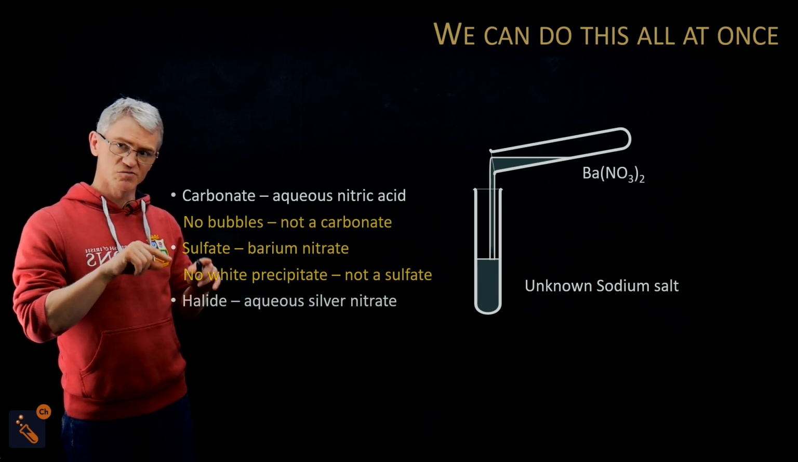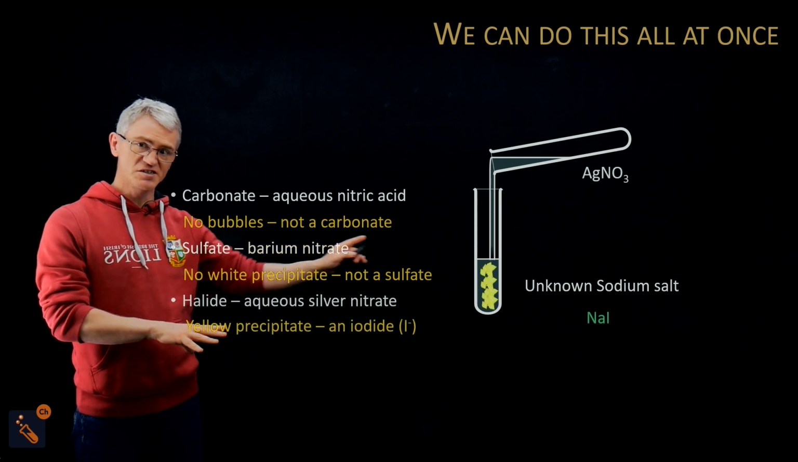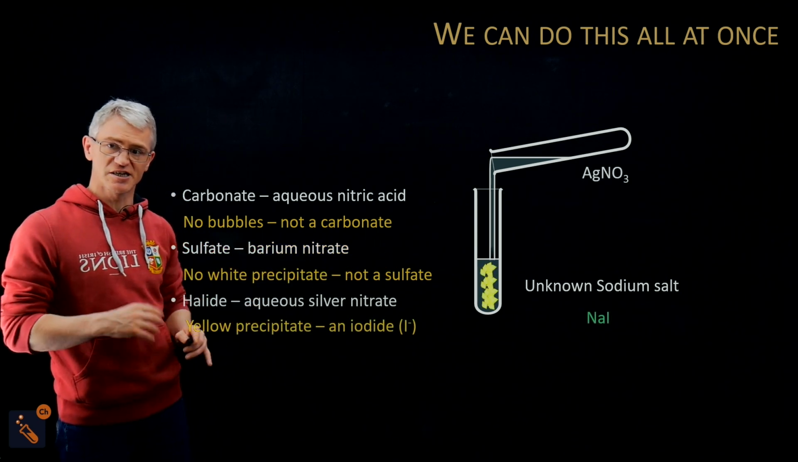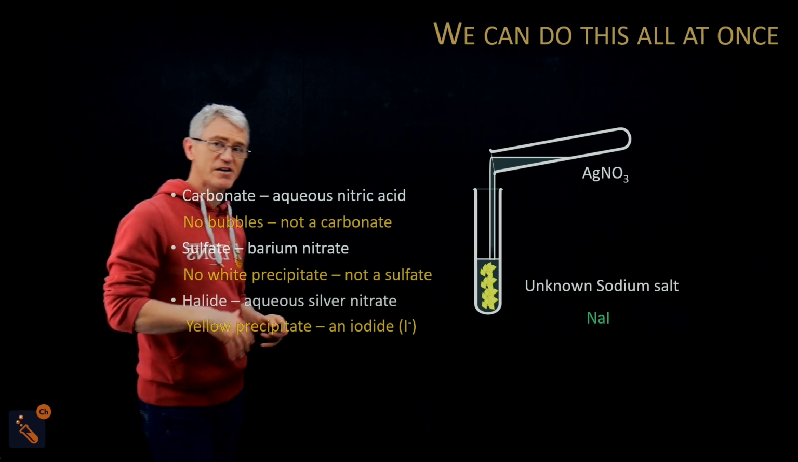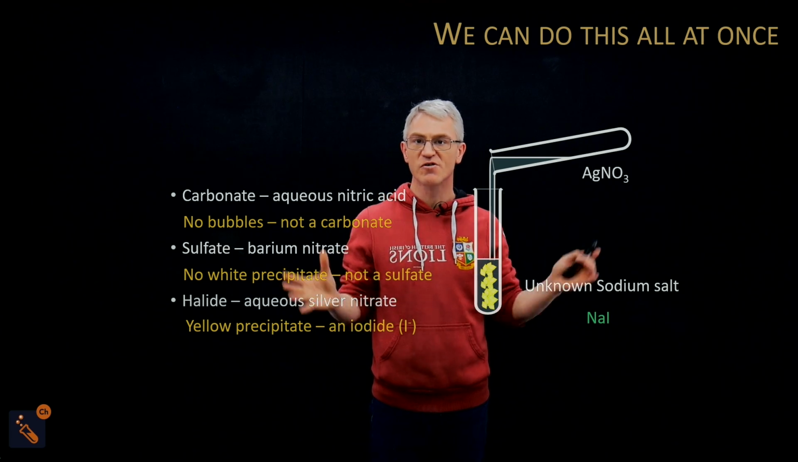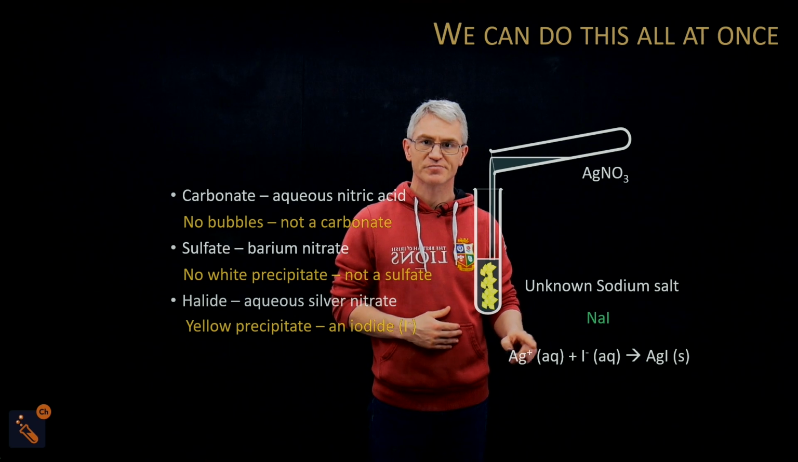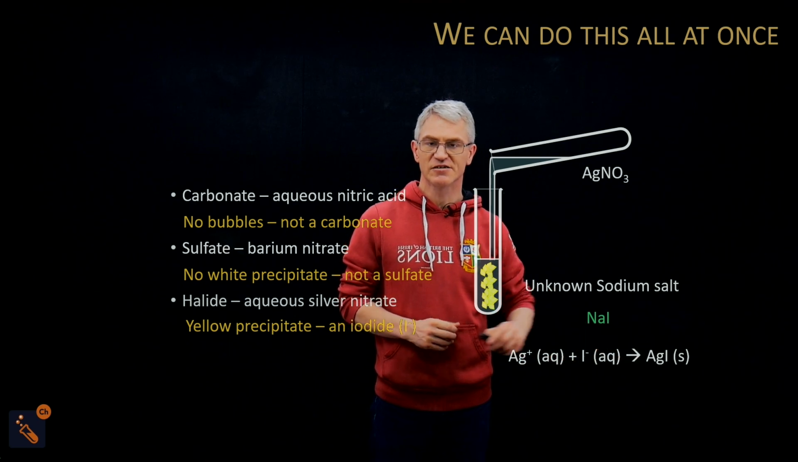Then we look at the halide and we add silver nitrate. We see a yellow precipitate. Because we see a yellow precipitate, we think that's an iodide. Now, I haven't talked about this in the previous slide, but you also need to produce the ionic equations for these. So the ionic equation here is Ag+ + I- → AgI (s).